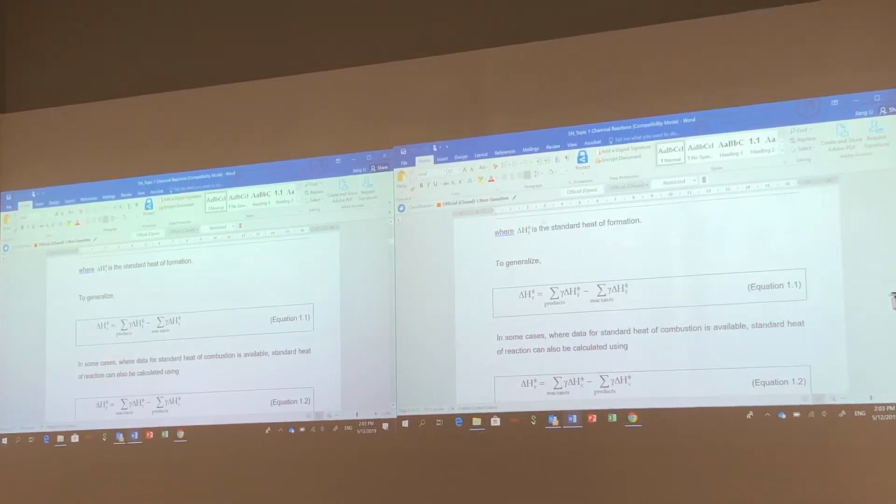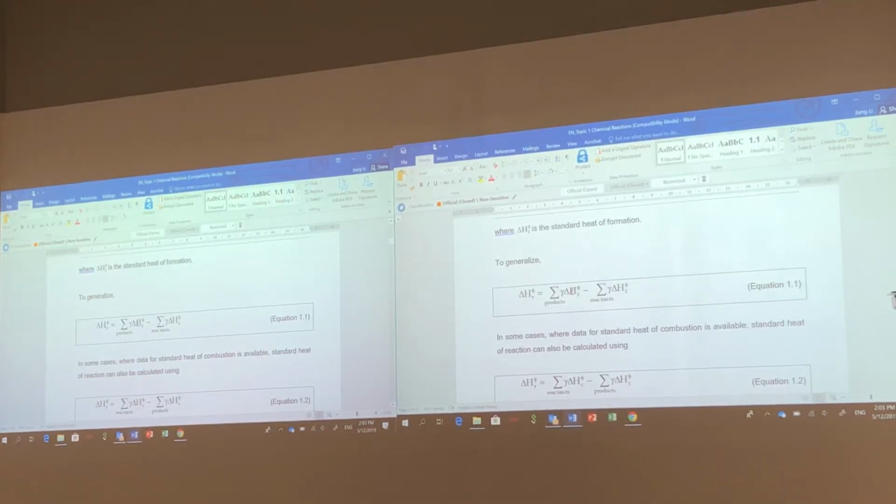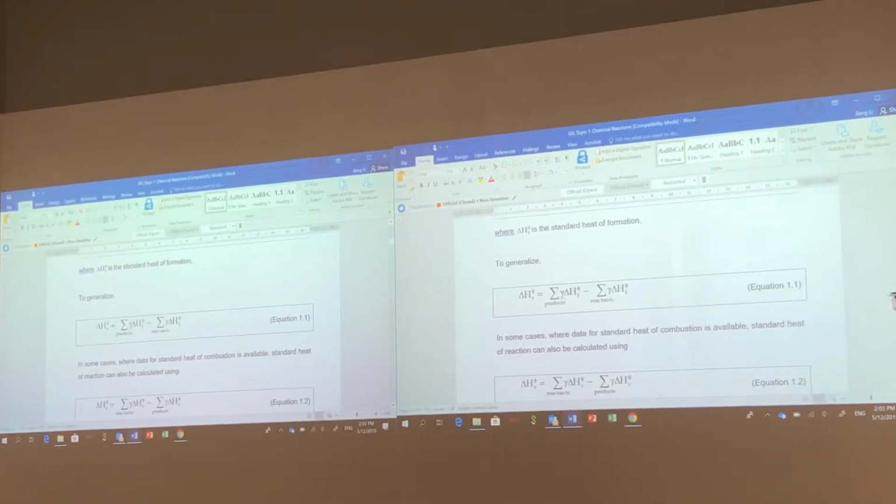It means you need to calculate the heat of reaction by all enthalpy of formation for all products minus all reactants. Please remember, inside here, you need to include the proper coefficient. So it means the equation, the reaction must be well balanced. Okay? One more point. Please take note.